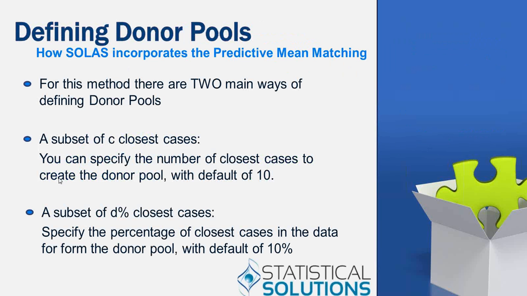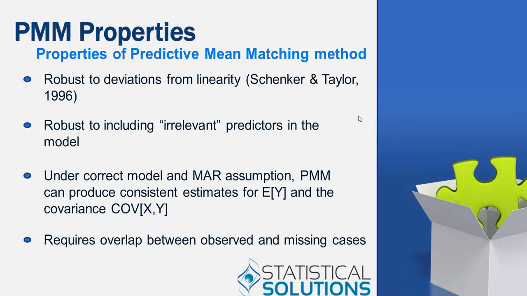So once we've created our donor pool, how do we select from it? Well, there are various ways you can create the donor pool. You can create the donor pool in two main ways in SOLAS. You can take the closest cases, where the default in SOLAS is 10, so you can take the 10 closest cases, or you can take the top 10% closest cases. So that's how we create our donor pools.